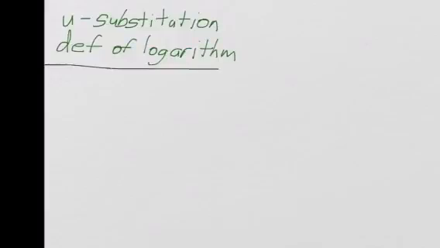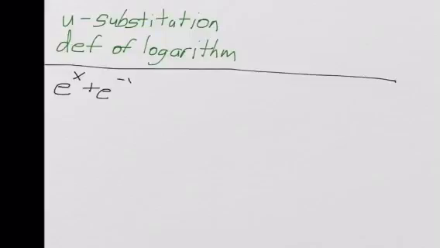However, here I'm not going to give you one that's trivial. I'm going to give you e to the x plus e to the negative x is equal to 6. So the first thing we want to do here is take a look at the definition of a negative exponent. That's the same thing as saying 1 over with a positive exponent. So we have e to the x plus 1 over e to the x is equal to 6.